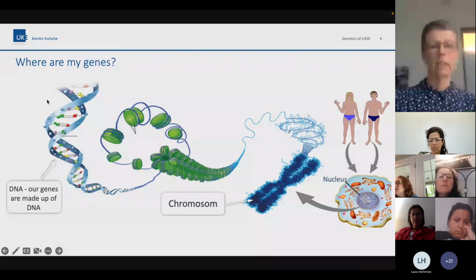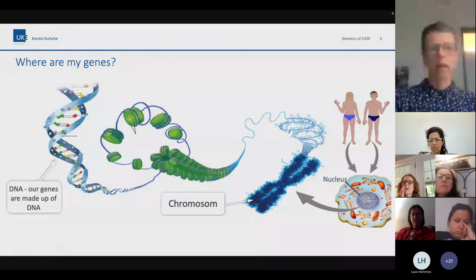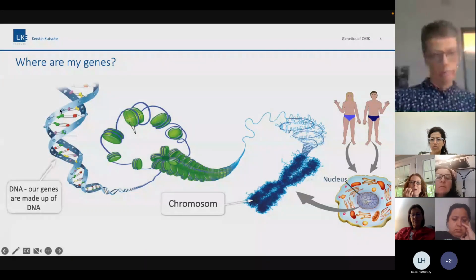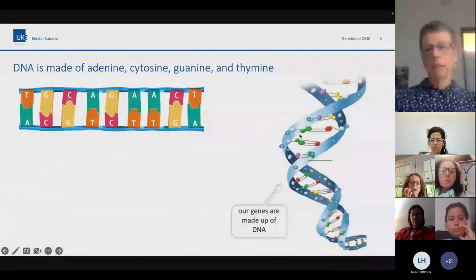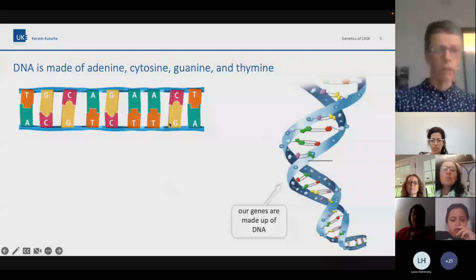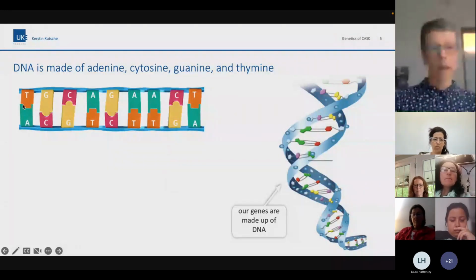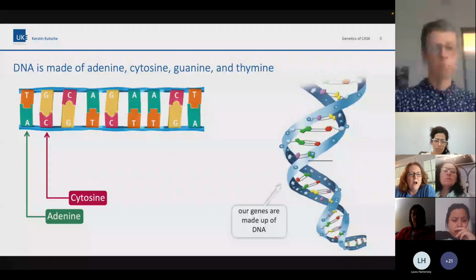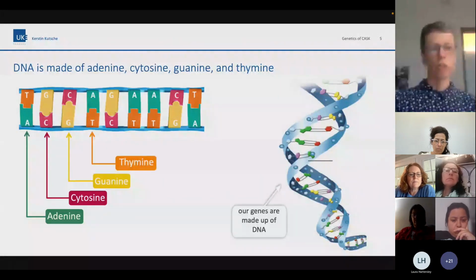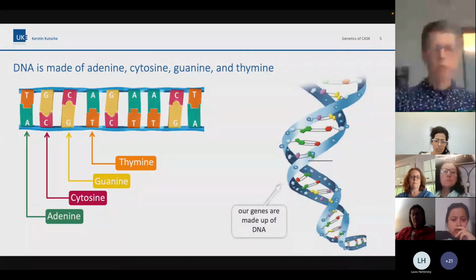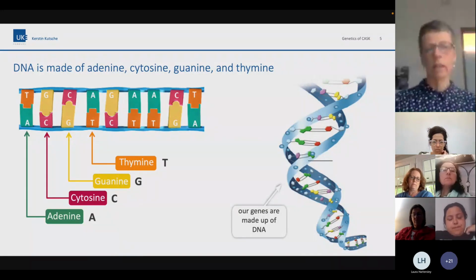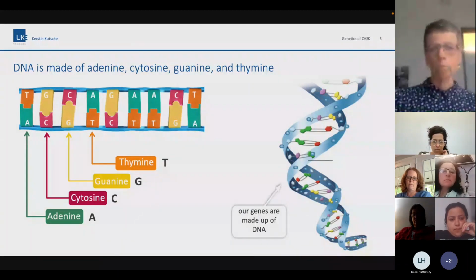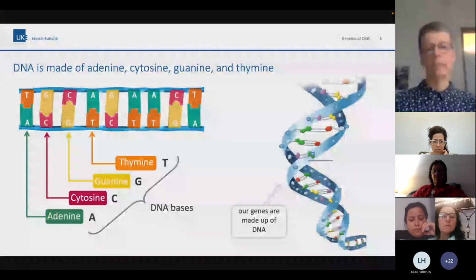And on the left side here you see the naked DNA, and our genes are made up of DNA. Here on the right, you see the DNA double helix, and we will have a closer look at the DNA. You see these letters, A, C, G, T, and here you see the chemical names for these abbreviations: adenine, cytosine, guanine, and thymine. We use the abbreviations ACGT, and these are the letters of the DNA. In more technical terms, these are the so-called DNA bases.